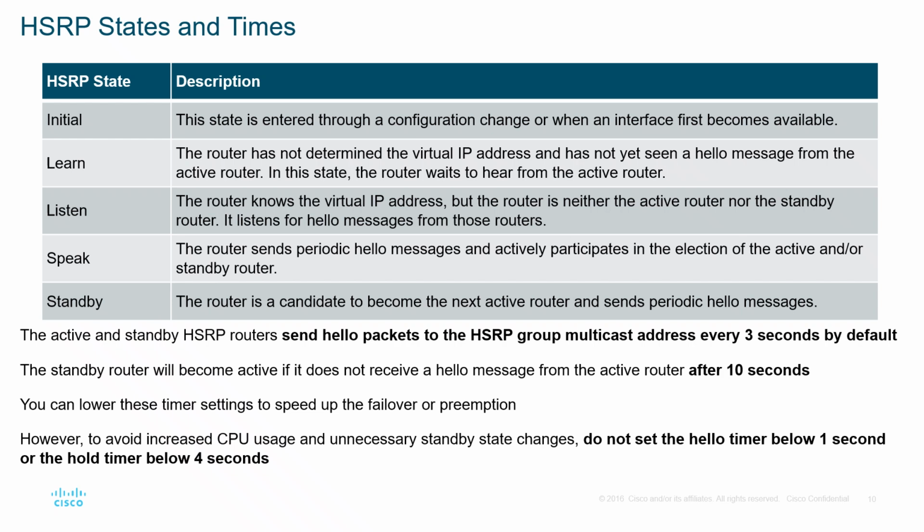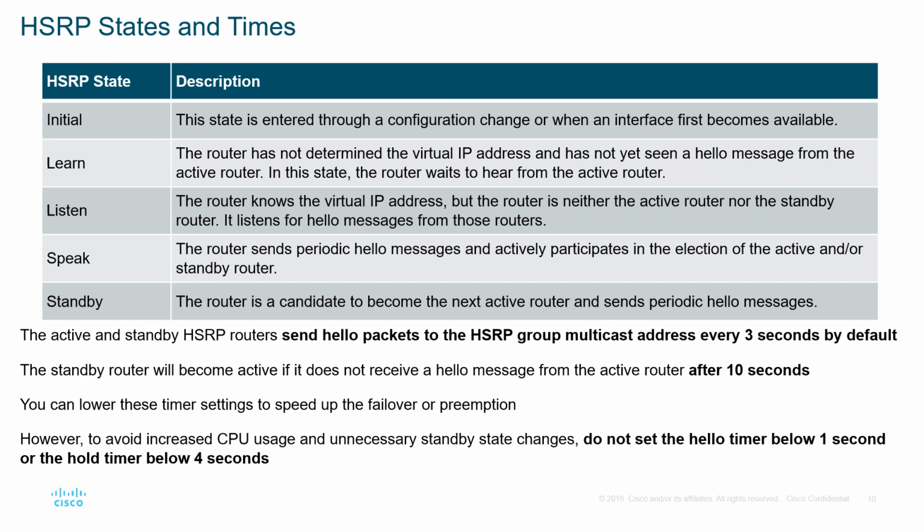Now, HSRP has states and times. So your initial state is entered through a configuration change or when an interface first becomes available. After that, you go to a learning state. In the learning state, the router has not determined the virtual IP address and has not yet seen a hello message from the active router. In this state, the router waits to hear from an active router.